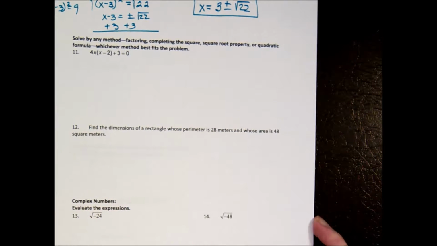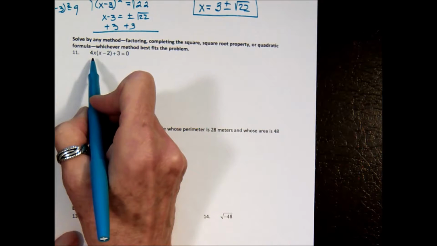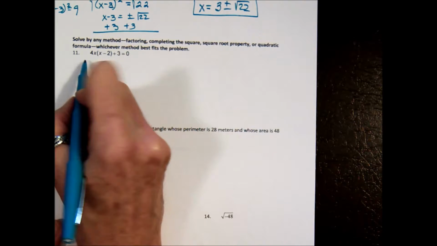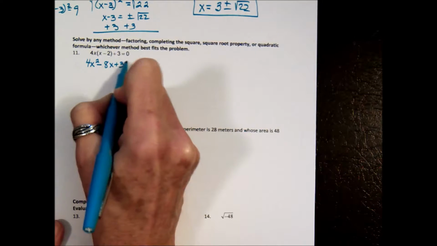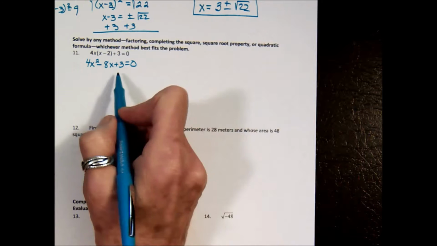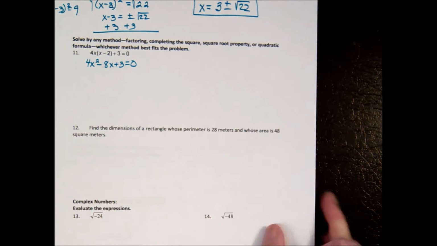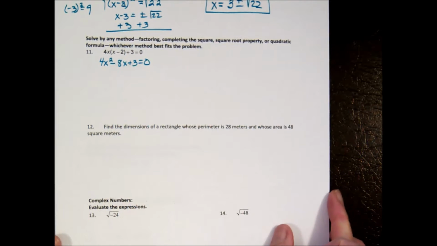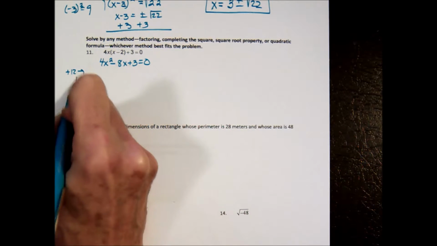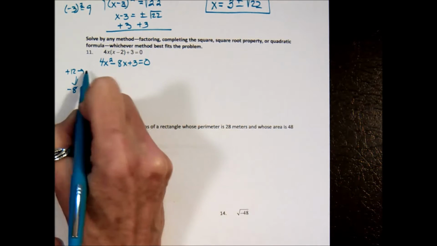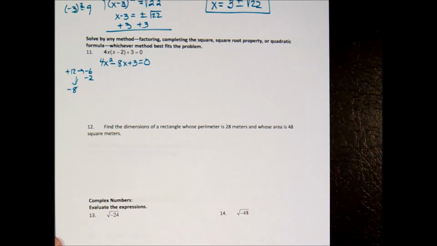Next one says solve by any method, factoring, completing the square, square root property, or quadratic formula, whichever method best fits the problem. Well, for this one, it's hard to tell because it hasn't been distributed, so let's do that. 4x squared minus 8x plus 3 equals 0. I'm always going to try to factor first because that is the easiest method if it's factorable. So this would be a long process. I would need factors of positive 12 that combine to make negative 8. That's easy. It's negative 6 and negative 2.